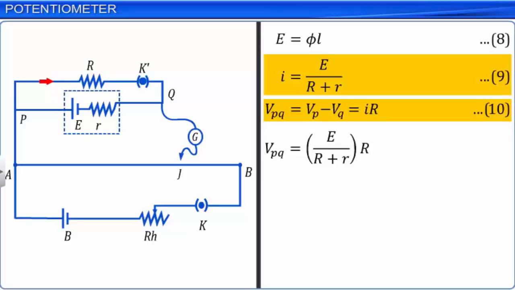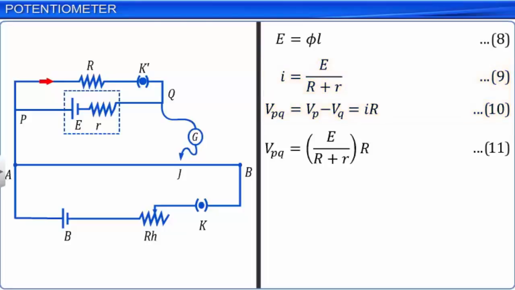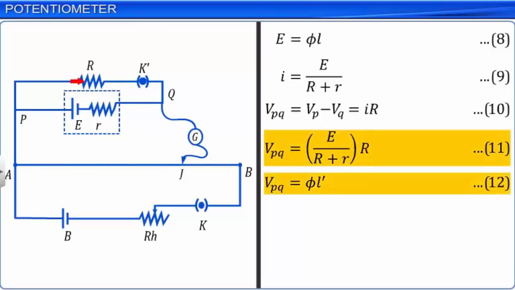In this situation, the current from the cell in the secondary circuit does not pass through the primary circuit, as points A and P are at the same potential. Contact is made on the potentiometer wire using the jockey, which is pressed at various points on the wire till we get a balancing length L', where the potential drop across the length of the wire is equal to the terminal voltage of the cell. Thus, we have VPQ is equal to phi into L'. Let this be equation 12. From equations 11 and 12, we get E by R plus r into R is equal to phi L'. Let this be equation 13.